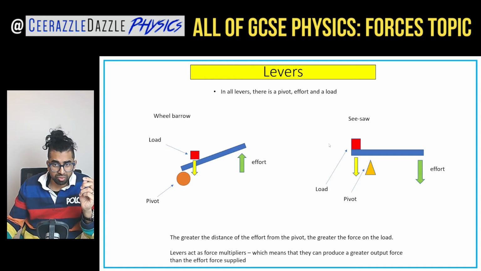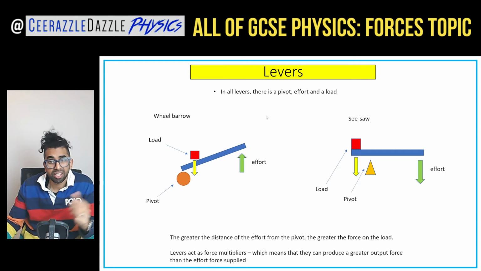Right, so first of all, recognize that the greater the distance from the pivot, the greater the force on the load. So obviously if I push from down below, I'll have less of a force on the load. So as I increase the distance from the pivot, the greater the force will be on the load to lift it up over here.